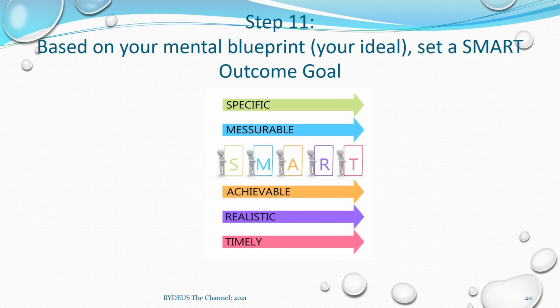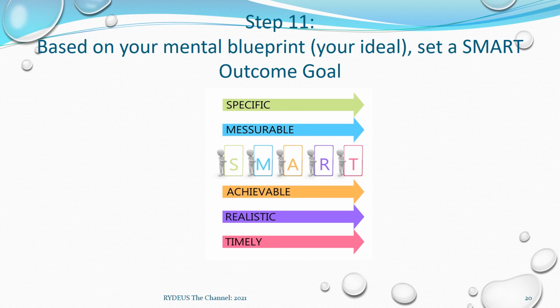Step 11. Based on your mental blueprint or your ideal, create a set of SMART outcome goals. Now, SMART is an acronym for specific, measurable, achievable, realistic, and time-bound. In a previous video called Setting SMART Goals, we discussed the SMART approach to goal setting in detail. If you're not familiar with the SMART method of goal setting, you could check out that video.